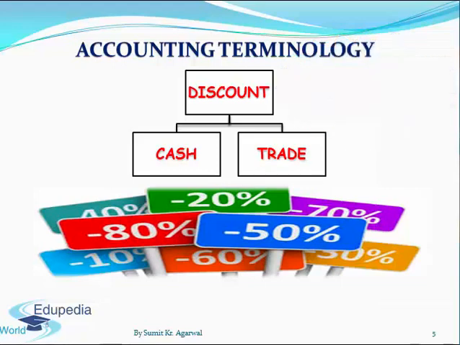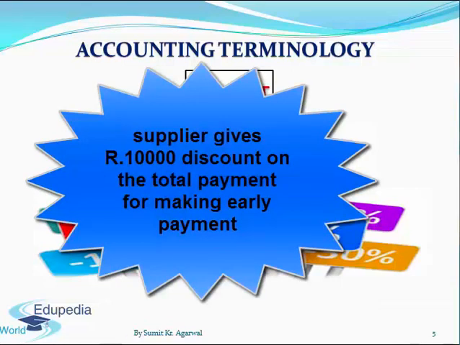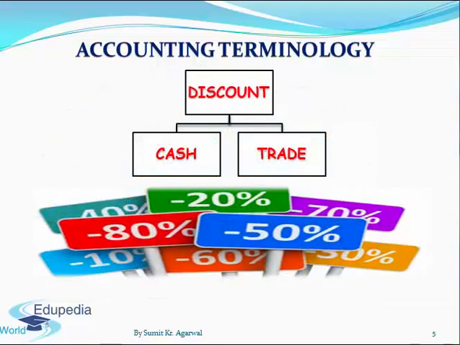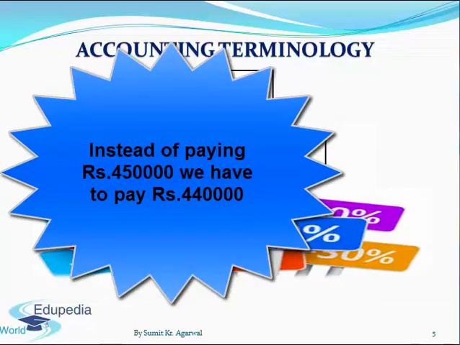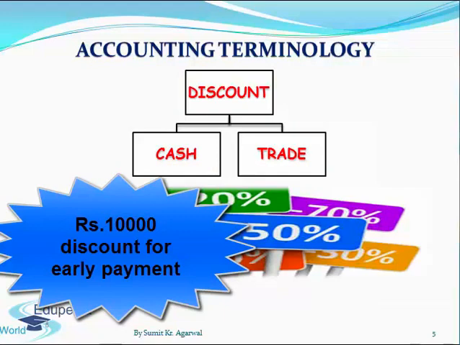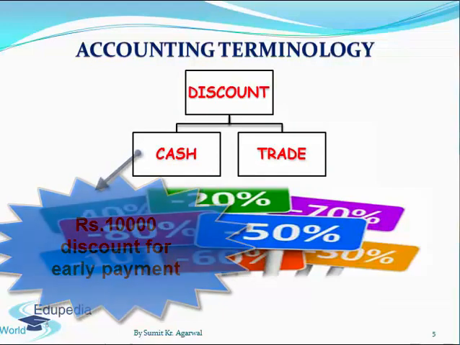We get 15 days credit time from the supplier. That is, we have to make this payment within 15 days. But we decide to pay in 7 days. So the supplier will get the money 8 days earlier than what he had expected. But for making early payment, we expect some discount, and the supplier gives us 10,000 discount more on the total payment amount. So therefore now instead of paying rupees 4,50,000, we will have to pay rupees 4,40,000. This 10,000 which we have saved by paying early is cash discount.